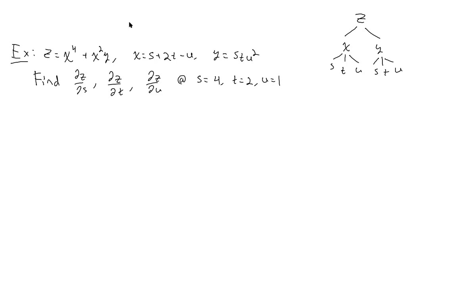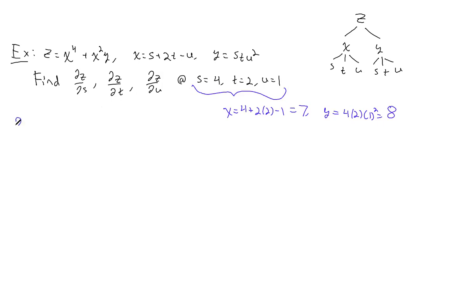Now, whenever you're given these variables, it's always a good idea to start off by figuring out what x and y have to be, what your intermediate variables are. So x in this case, s is 4, so that's 4 plus 2 times 2 minus 1, or in other words, 7. And y, meanwhile, is 4 times 2 times 1 squared, or in other words, 8. So that's good to start.